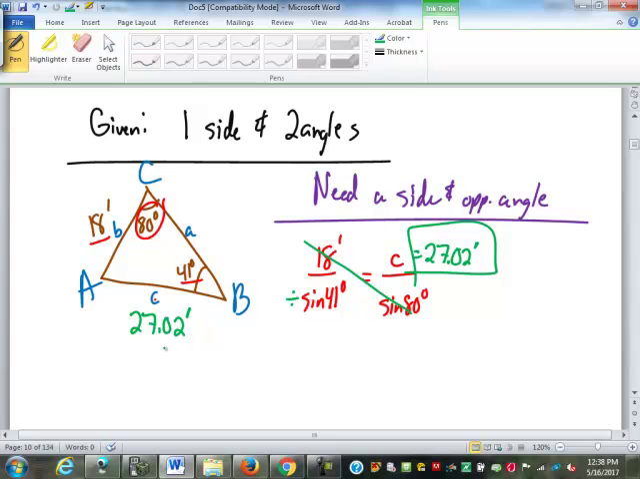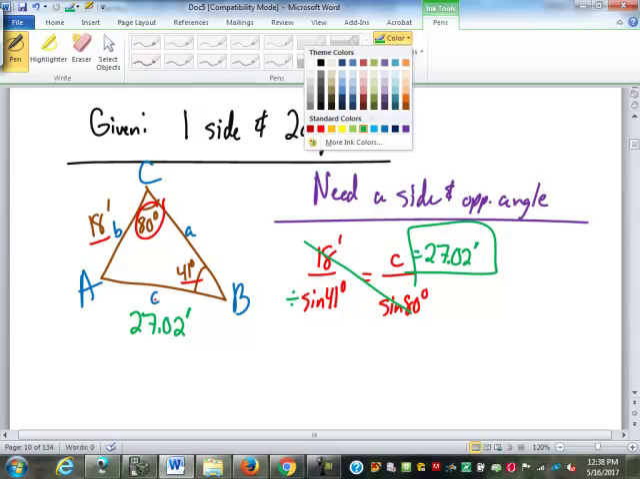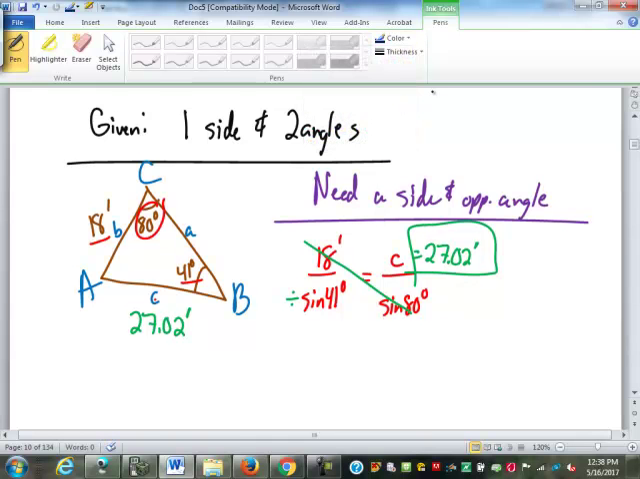So we got that 27.02 feet there. Now looking at this, our next step is actually kind of a step backwards to stuff we've known for quite a while. That's going to be finding this third angle. How do I find that third angle? Well, the whole triangle is 180. We subtract the 80 degrees there and the 41 here. We get 59 degrees.